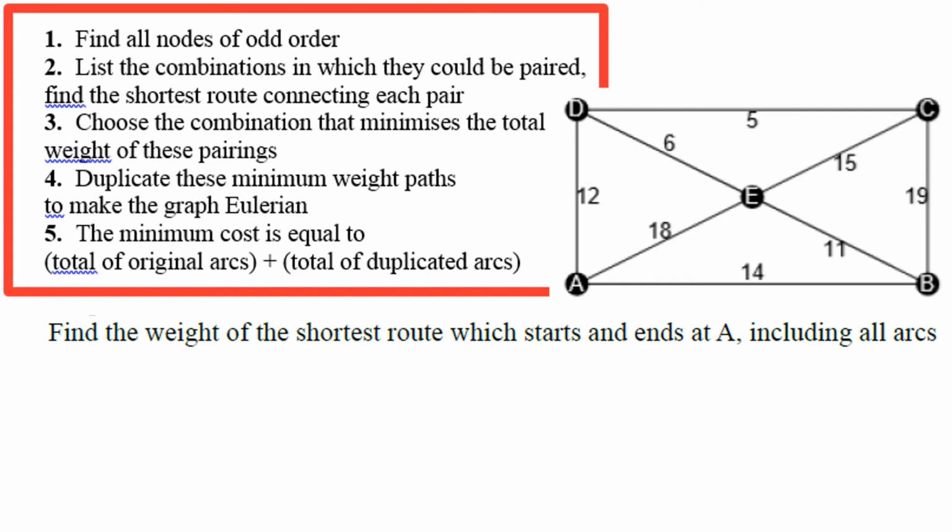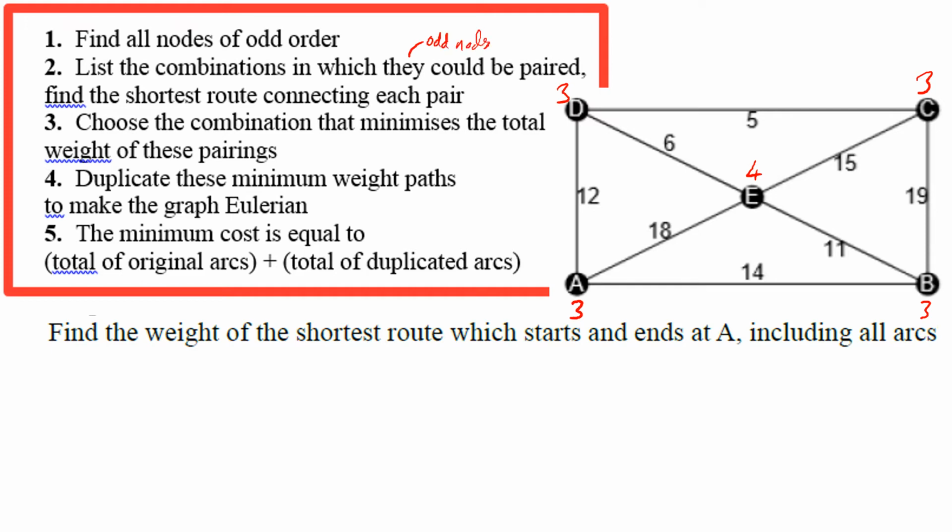So let's go through the process. Number one, we want to find all the nodes of odd orders. That means we need to label them up with what order they've got. So C has order 3, B has order 3, A has order 3, D has order 3, and E has order 4. Remember, order is how many arcs come from it. We want to list the combinations they could be paired and find the shortest route connecting each pair. So when I say they, I mean obviously the odd nodes.